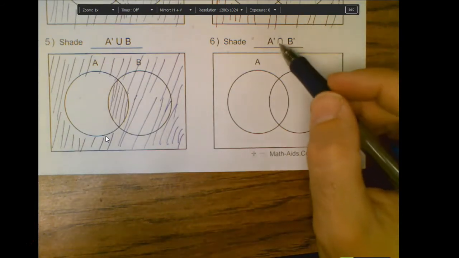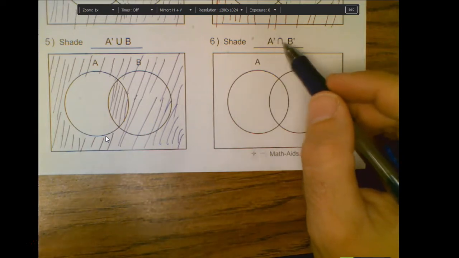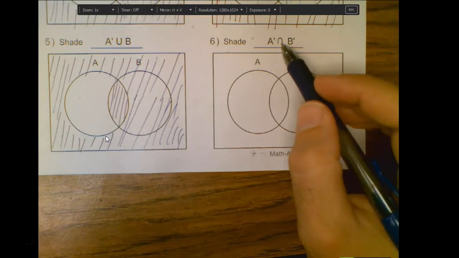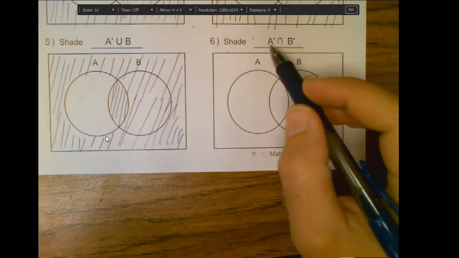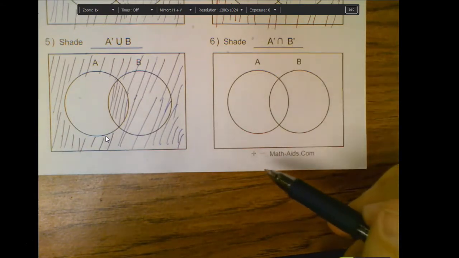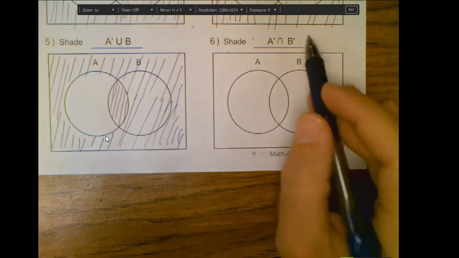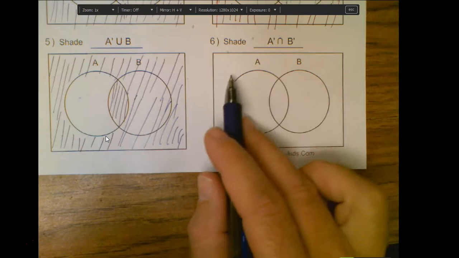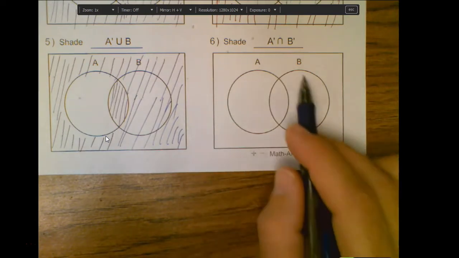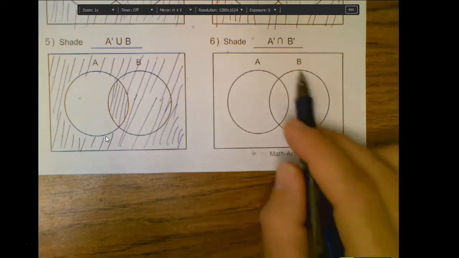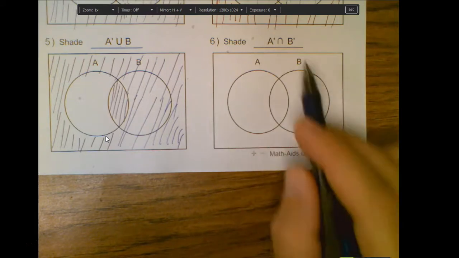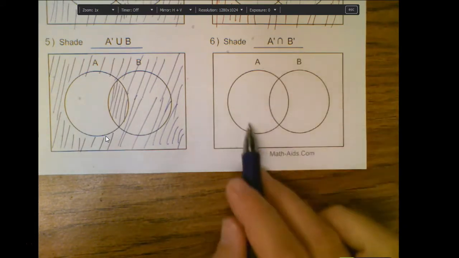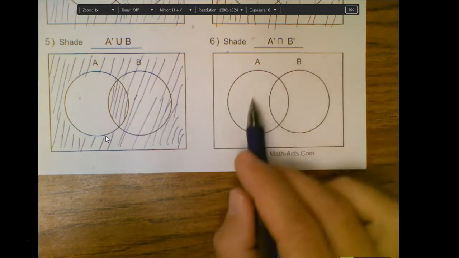Last case. So this is the stuff that is not in A and is not in B. So again, with the intersection, it must be true about both cases in order for it to be shaded. So I have to identify the area that is not in A. So obviously that's everything that is outside of circle A is not A. So I'm looking at all of this right now. What is the stuff that's not in B? Well, everything that's outside of circle B is not B.